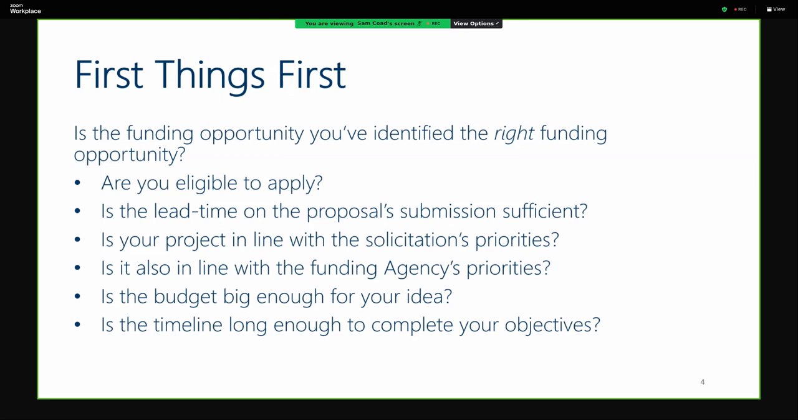The second thing is, is the lead time on the proposal submission sufficient? If you come to us 3 days before a grant's due, it's very unlikely that you're going to be able to put together a solid proposal. Even if you have a great idea that would fit that funding opportunity, and it would probably score pretty well, it's really hard to develop a solid proposal on a limited time frame. 2 weeks or more is preferable on our end, so that you have time to reach out for feedback and do all the things you need to do to make sure it's successful.